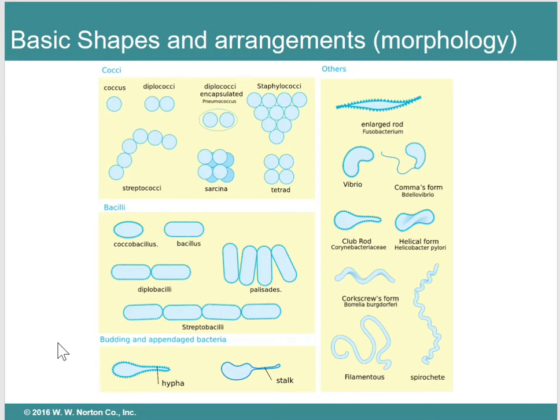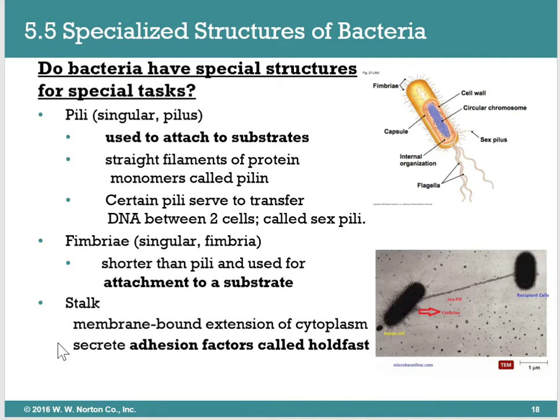Okay, so now let's go into the actual specialized structures of a bacteria. So bacteria do have special structures, and these structures do have specific tasks. There are 3 main structures that I want to talk about. There's pili, and there's fimbriae, and then there's stalk. So the pili is what is actually used to attach to different substrates, either to attach to different surfaces or to adhere to anything, essentially. So it helps with attachment.